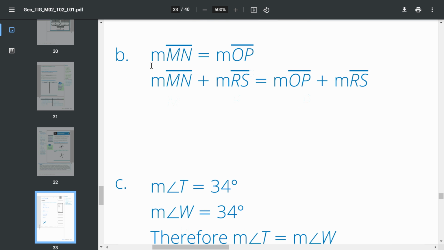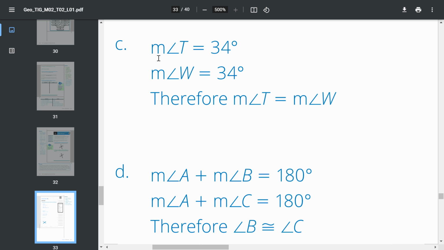B says the measure of the line segment MN is equal to the measure of the line segment OP. And if I had the measure of MN plus the measure of RS, that should equal the measure of OP plus the measure of RS by our addition property of equality, because we are adding something that is the same to things that we have stated are the same as well.